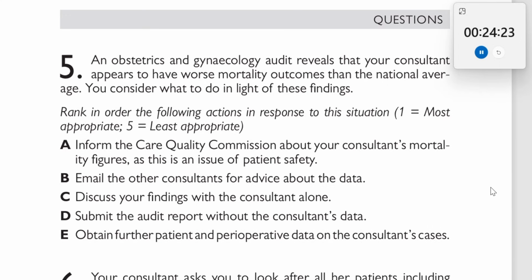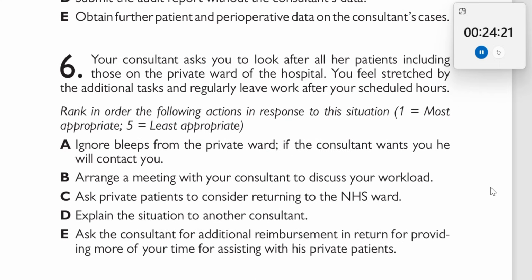Okay, moving to the next, 36. Your consultant asks you to look after her patients, including those in the private wing of the hospital. You feel stretched by the additional task and regularly leave work after your scheduled hours. So rank accordingly.